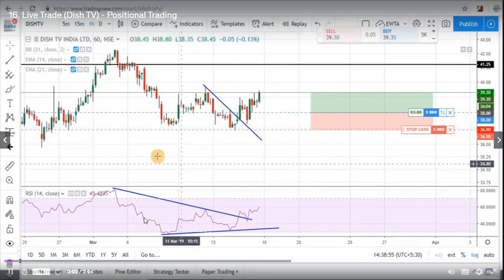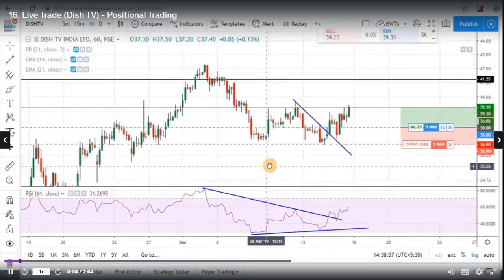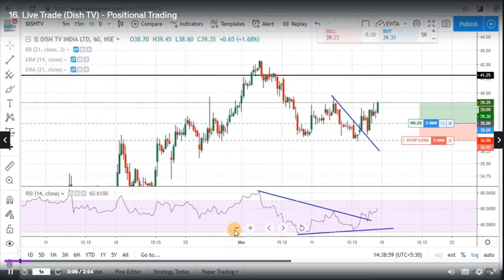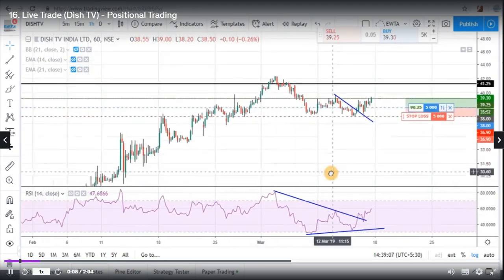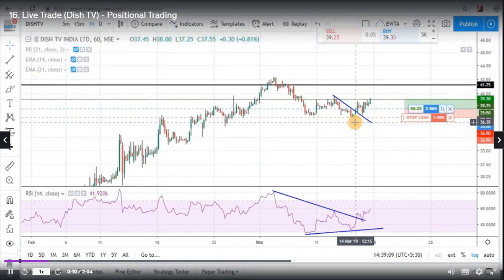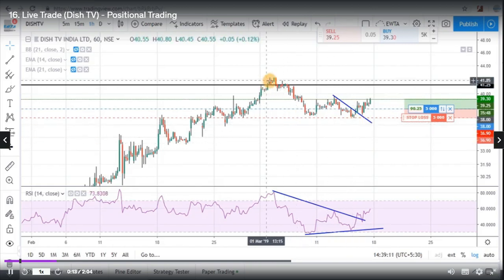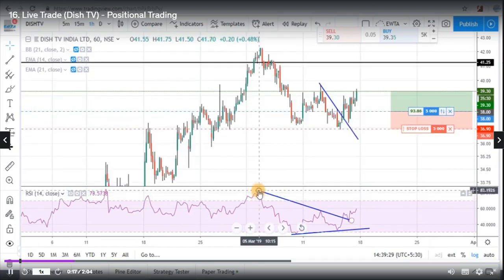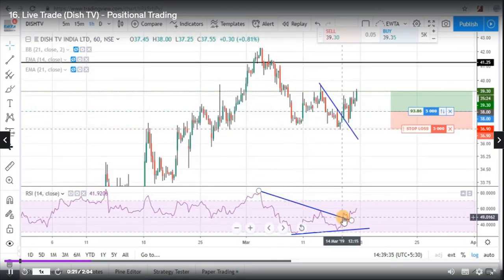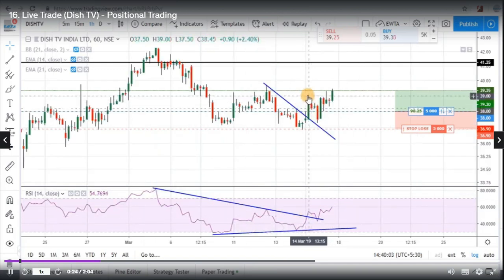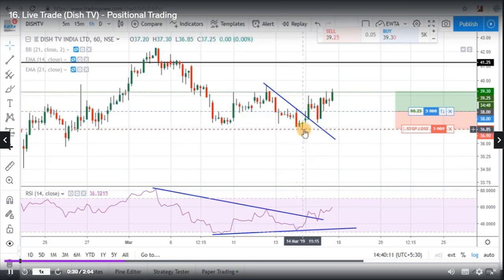Welcome back. This is the early chart of Dish TV, and in this chart the stock is in an uptrend. Here we are getting a bullish divergence because there was a sharp retracement in the price. This is the resistance line for the divergence, and at this green candle, I got a signal to go long in the stock, and the stop loss was the low of this current down move.